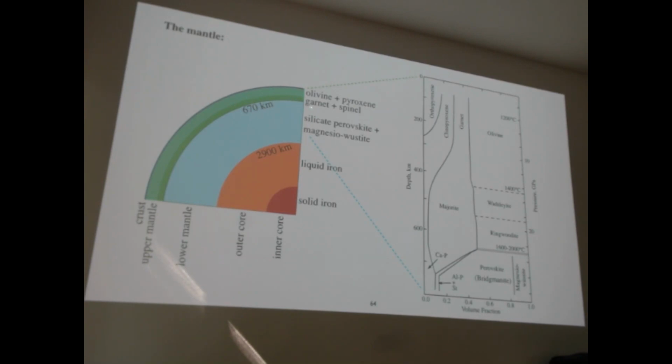And then at 670 kilometers, the seismologists tell us the seismic velocity changes. And the reason it changes is because all of a sudden, this olivine garnet-based system completely rearranges the atoms. Most of the iron and magnesium goes into this thing called magnesiowüstite, which is iron magnesium oxide. And all the silicate minerals go into this thing called silicate perovskite, which is now called bridgmanite.